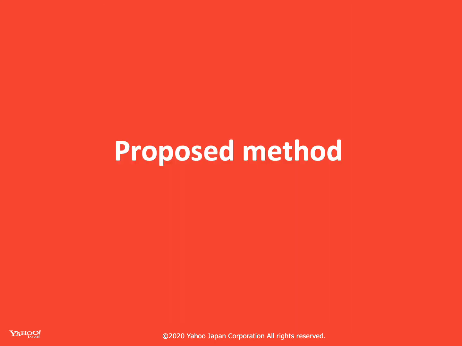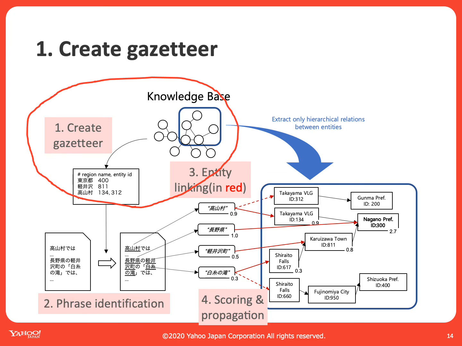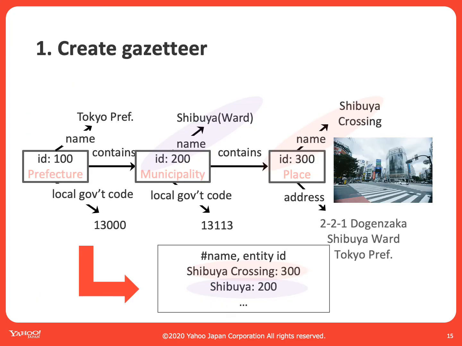Now we will describe our proposed method. Our proposed method consists of 4 steps: creating gazetteer, identifying phrases, entity linking, and scoring plus propagation. We will explain each step in more detail. In the first step, we follow edges that correspond to names in the KB and create a dictionary or gazetteer that consists of names of places and entity ID. Follow this red shadowed edge to add Shibuya Crossing corresponds to ID 300, and so on.